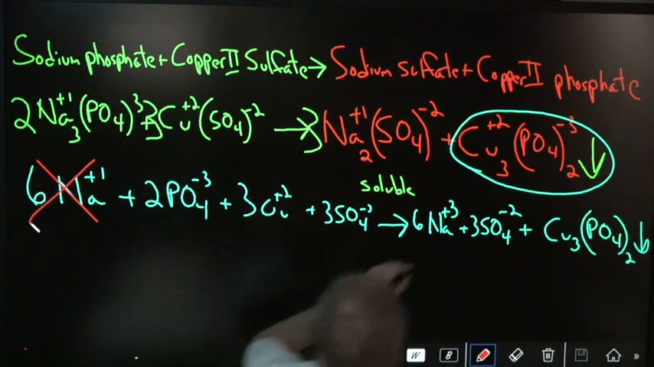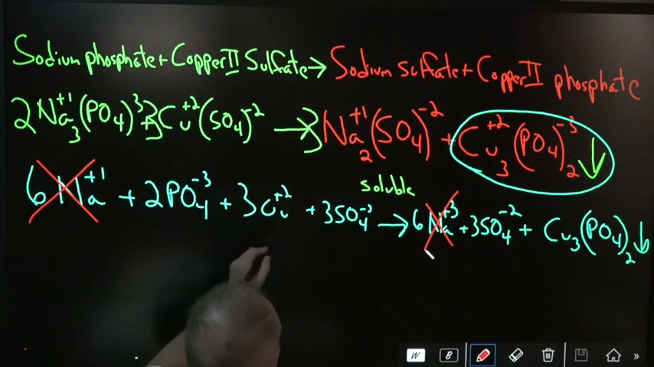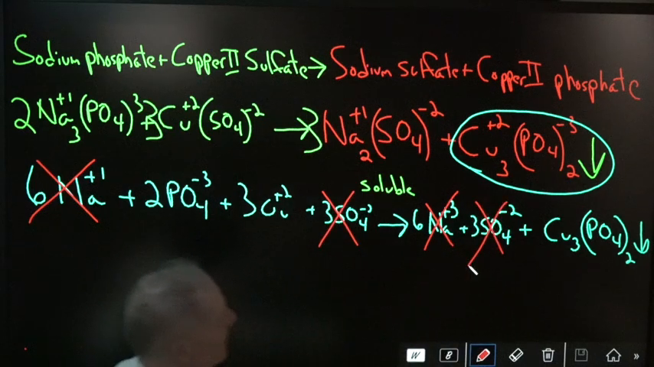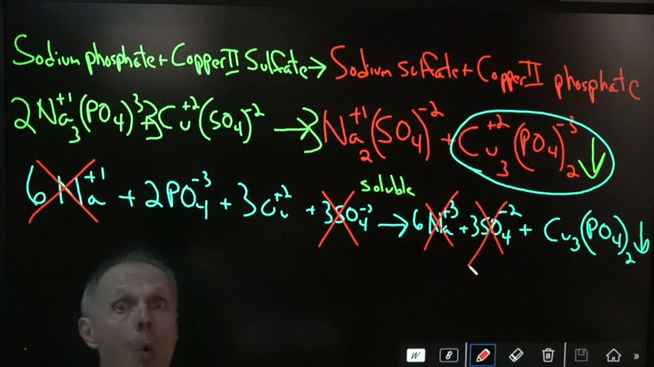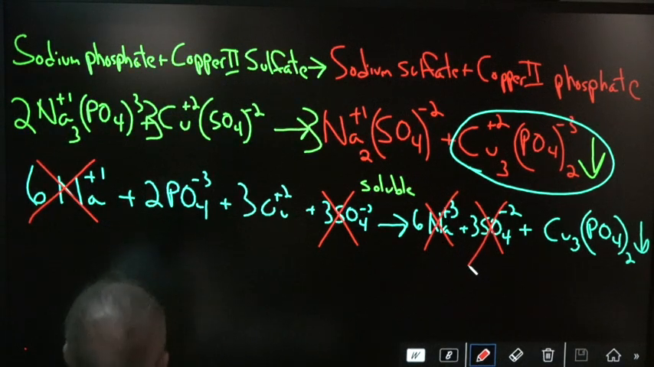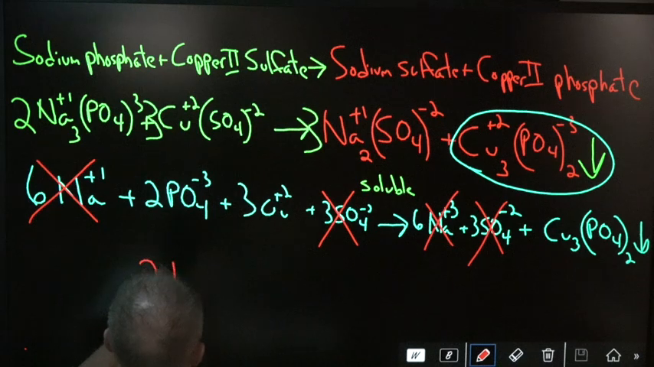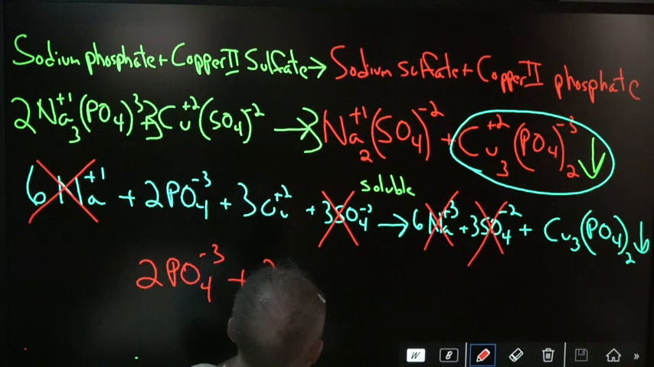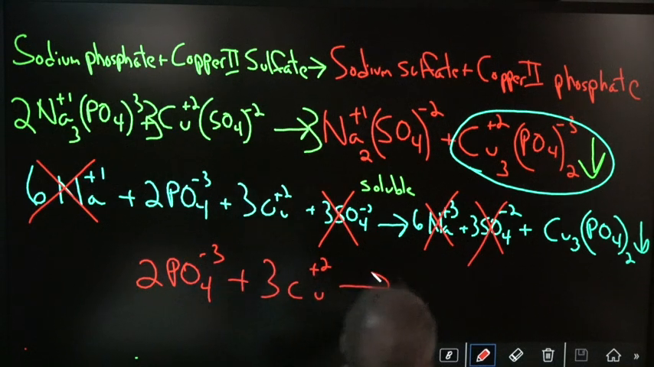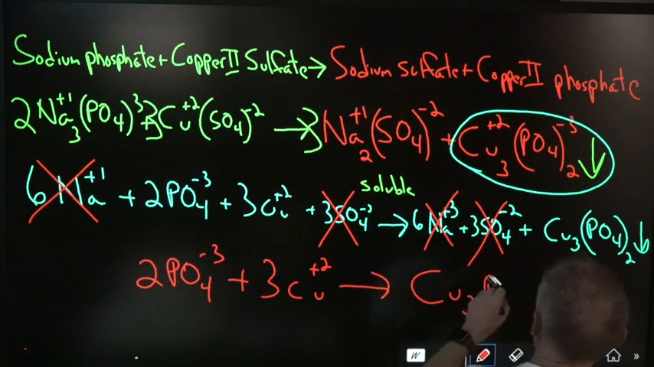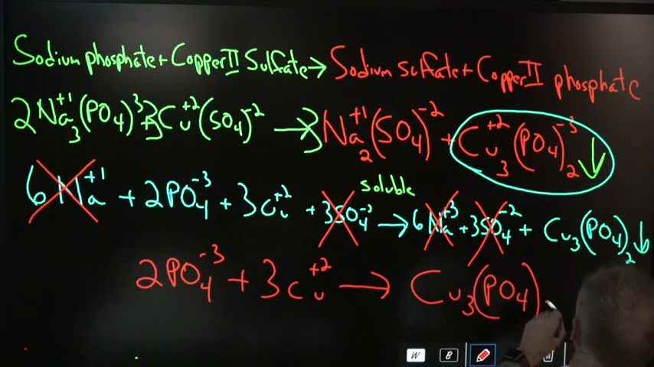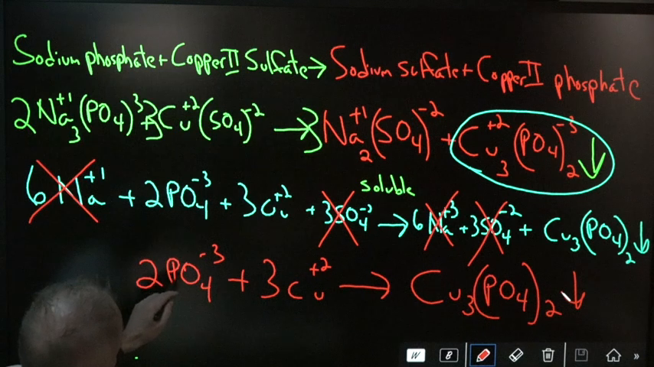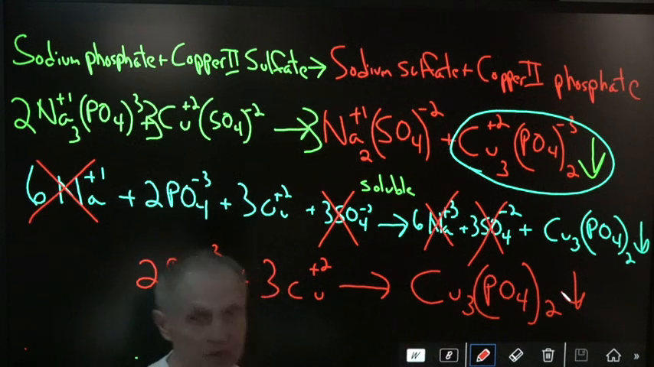6 sodiums, 6 sodiums. Let's see, sulfate, 3 sulfates, 3 sulfates. So now what we have left is what finally reacted. So we know that 2 PO4 minus 3s combined with 3 Cu plus 2s to make Cu3(PO4)2, arrow down. This is the only thing that reacted. The 2 PO4s and the 3 coppers made that.